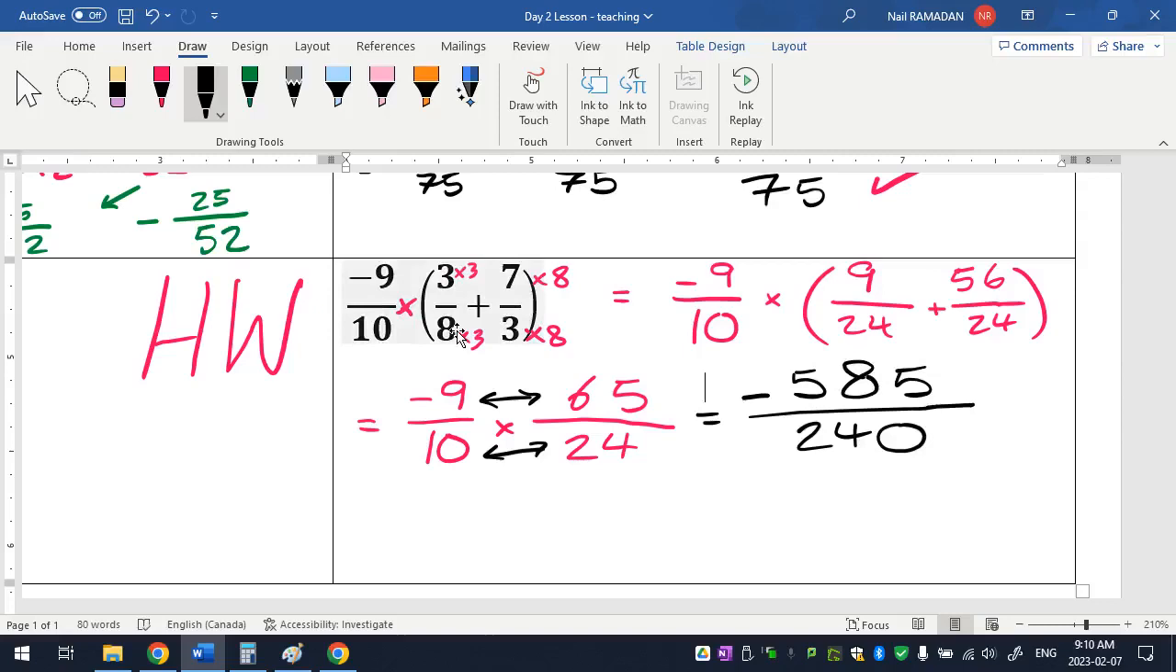Make sense? Can I lower these numbers down? They end in 5s and 0s. They definitely divide what? 5. All right, go ahead. Divide by 5. Keep going. 240 divided by 5 is 48. What's 585 divided by 5? 117.